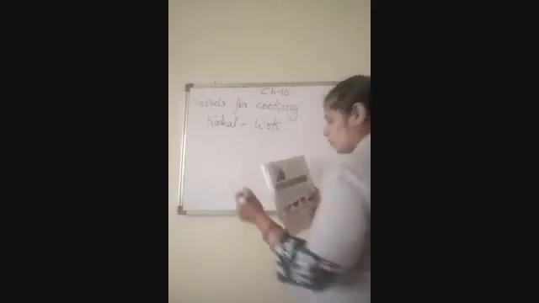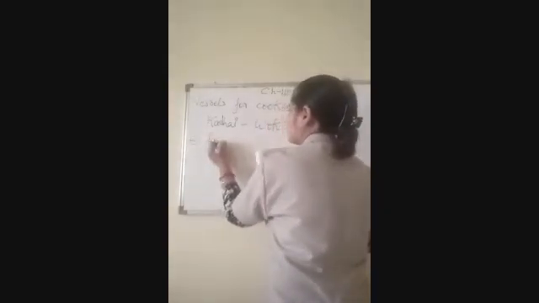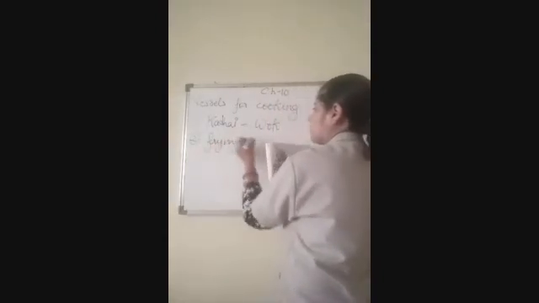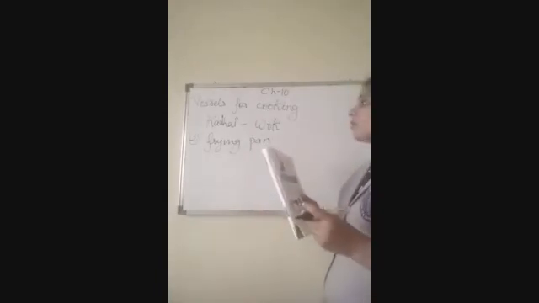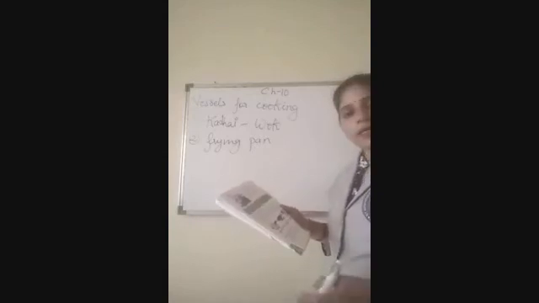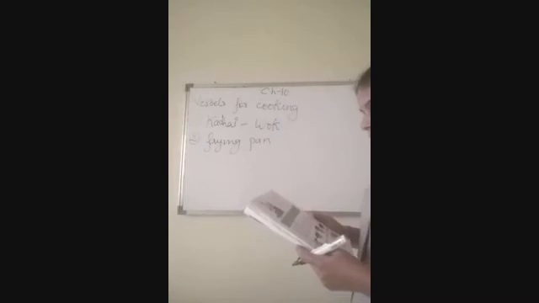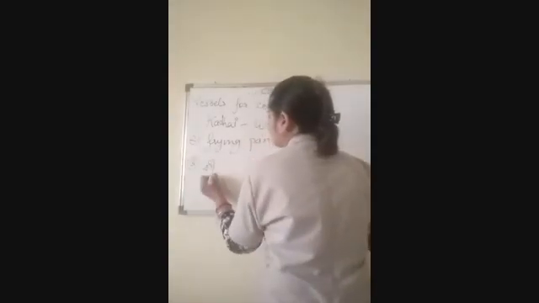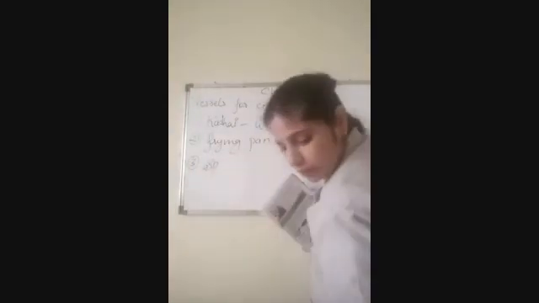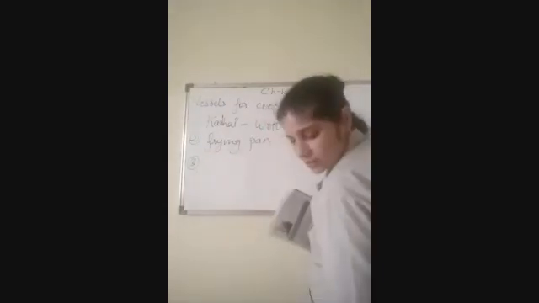Then you have the frying pan. The second one is the frying pan. When you want to fry small things, you can use the frying pan, like if you want to make omelets. Then you have the pressure cooker. You all know about the pressure cooker. In a pressure cooker, what are we doing? We are steaming things.